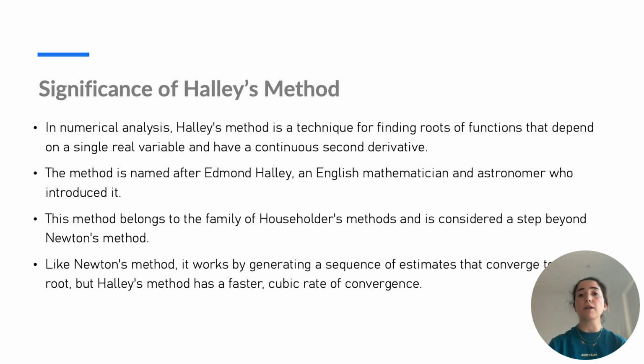Halley's method is part of a broader class of algorithms known as Householder's methods, which use derivatives to improve the convergence rate of root finding iterations. Specifically, Halley's method is a third-order method, meaning it has cubic convergence, much faster than Newton's method, which only has quadratic convergence.